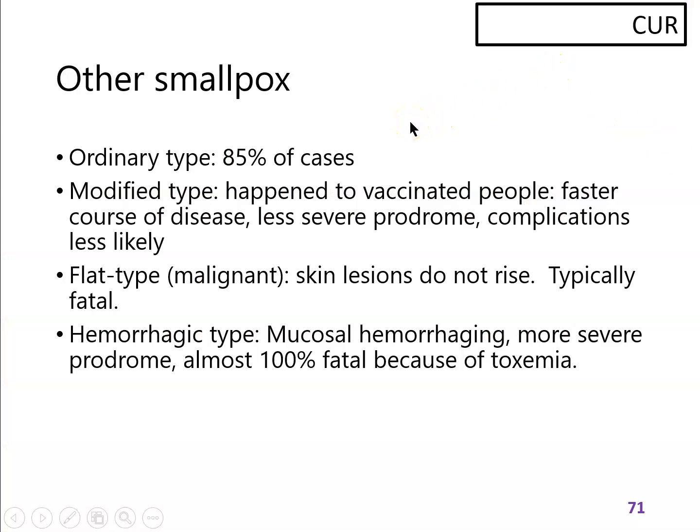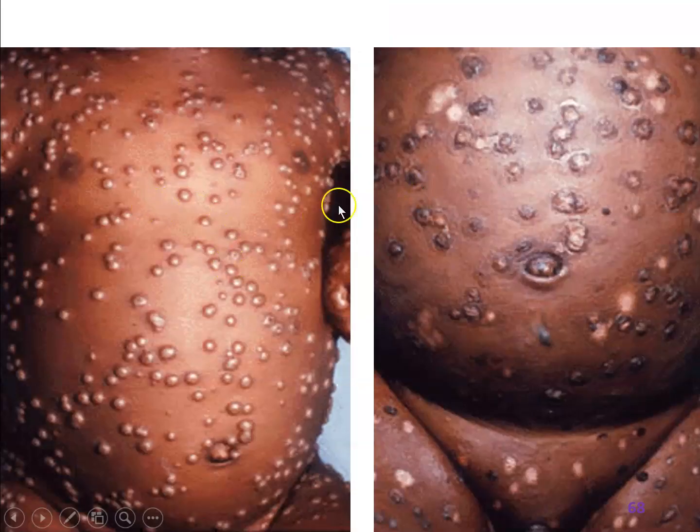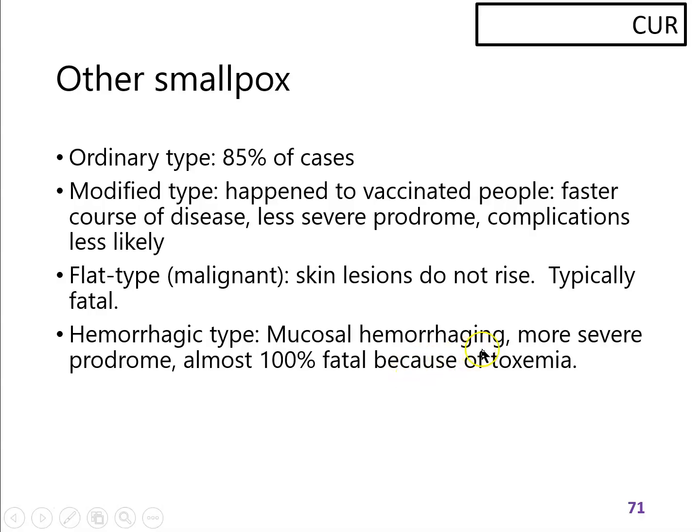Smallpox is complicated. There were different types, and this is for your curiosity. You can skip this if you want to. But basically, this picture is of the ordinary smallpox. And the prognosis for these people is good. Typically, ordinary smallpox would resolve. The person might be scarred, they might be blind, but they wouldn't die.